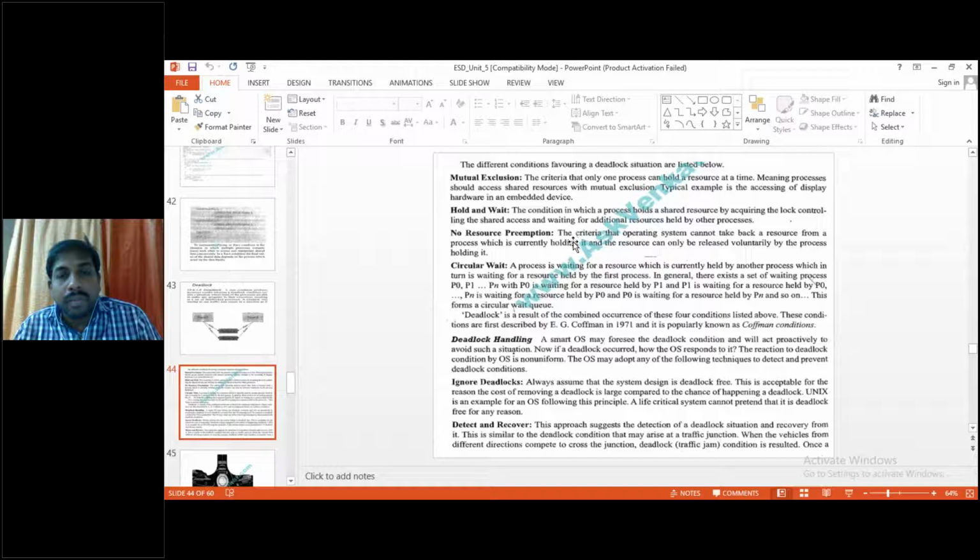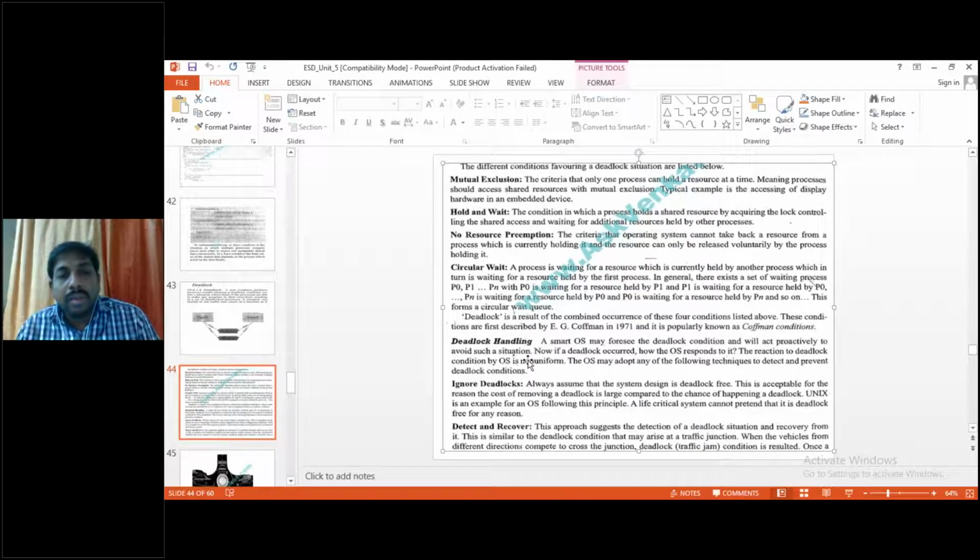No resource preemption is the criterion that the OS cannot take back the resource from the process currently holding it, and the resources cannot be released by others. Then there is circular wait, where a process is waiting for a resource which is currently held by another process. And deadlock handling.